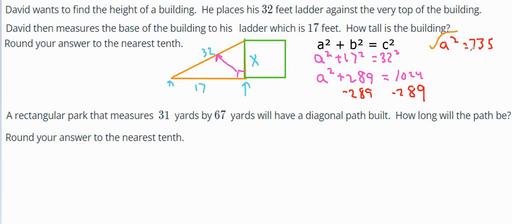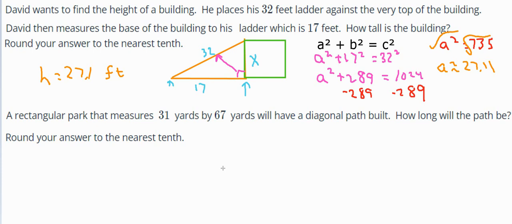So the opposite or inverse of a square number is the square root. The square root of 735 is about 27.11. And rounding to the nearest tenth, which is the first number after the decimal place, will give us a height of 27.1 feet.